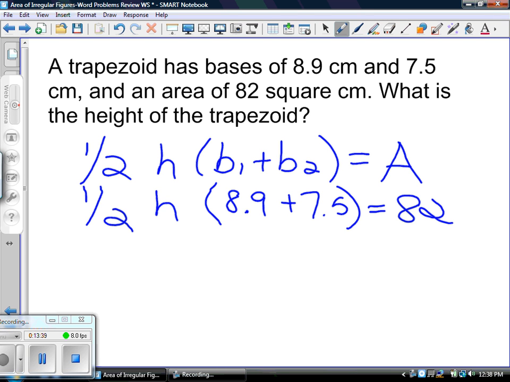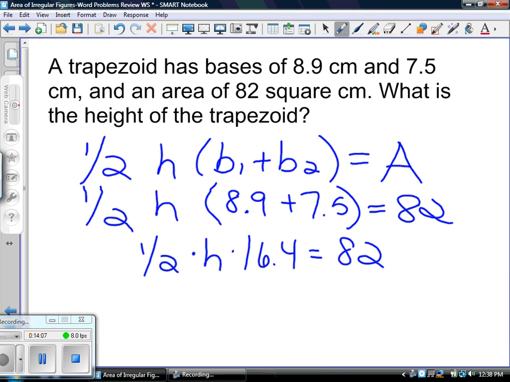So now let's work through what we have and what we can combine. The 8.9 and the 7.5 we can add together. It's actually the first step to take. We add it together, we get 16.4. So we're left with 1/2 times h times 16.4 has to equal 82. Now, before we do anything to solve for h, I can still see that there's a multiplication happening on the left-hand side of my equation. I'm multiplying 1/2 h and 16.4.